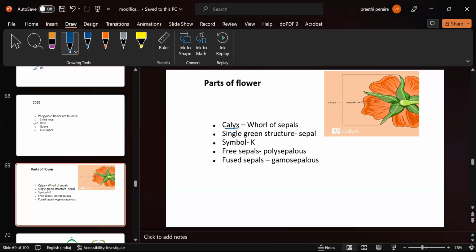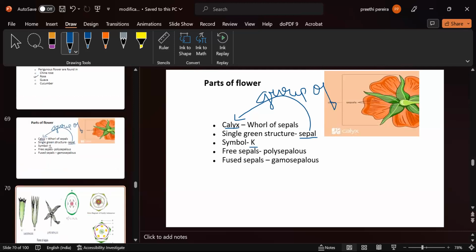Calyx is the outermost. This green color thing, what you find now, this is known as calyx. This is the outermost whorl of the flower. Each one is known as sepal. Group of sepals is calyx. Symbol in the floral formula, you are writing it as K.